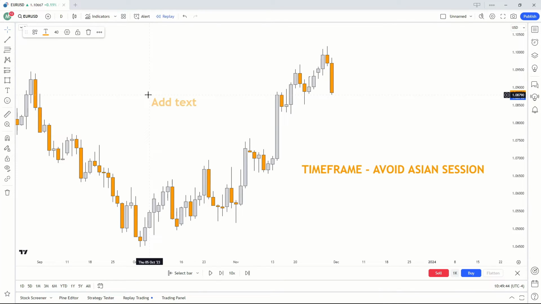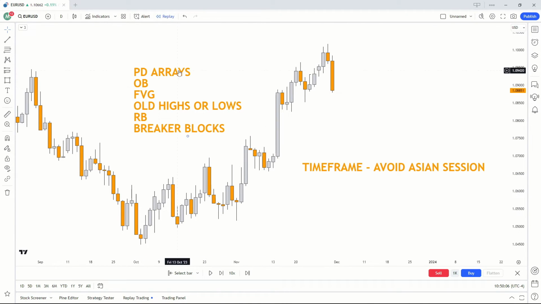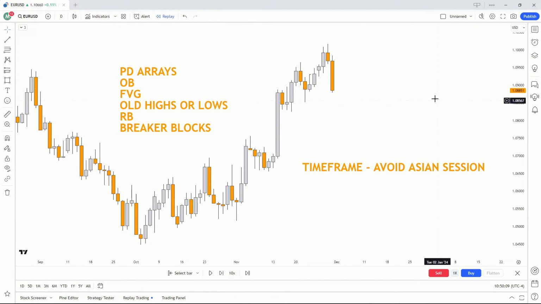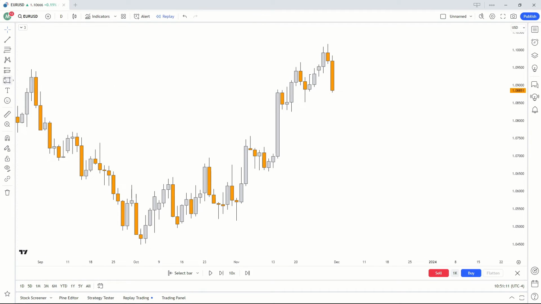Now, secondly, we're going to implement PD arrays. Now, if you do not know what PD arrays are, there's things like order blocks, fair value gaps, old highs or lows. There are also rejection blocks, breaker blocks, etc. So we want to align this one candle theory along with a PD array. So if we have a fair value gap where market is playing out in, this would be fantastic to add as a confluence towards your bias. Let's see how it would all look put together.